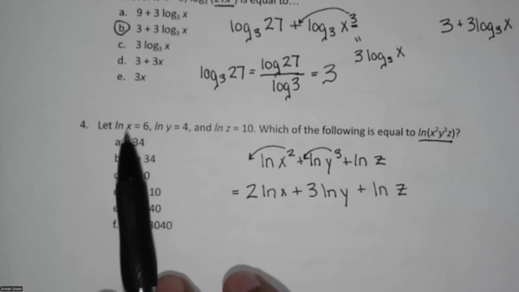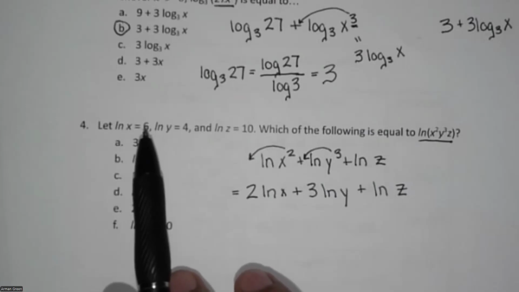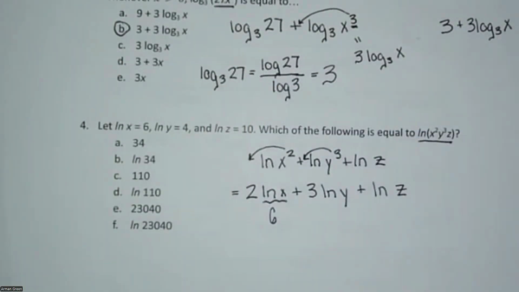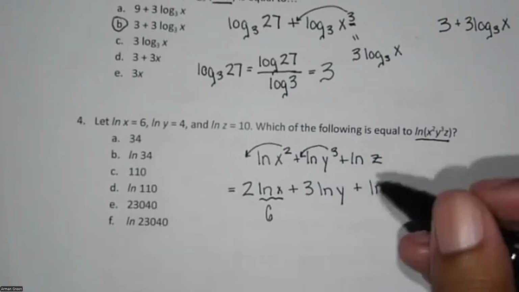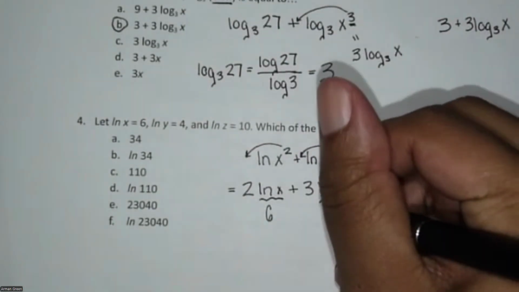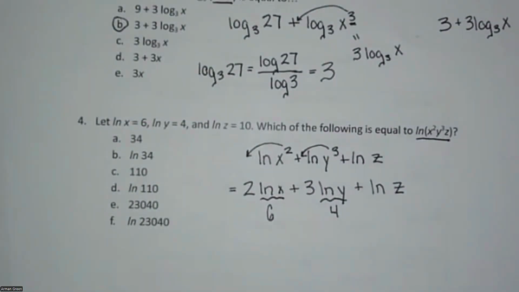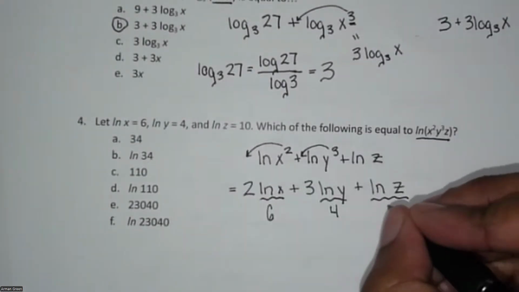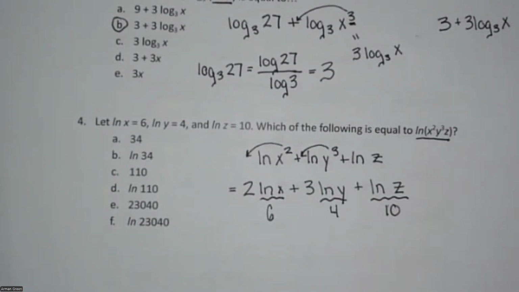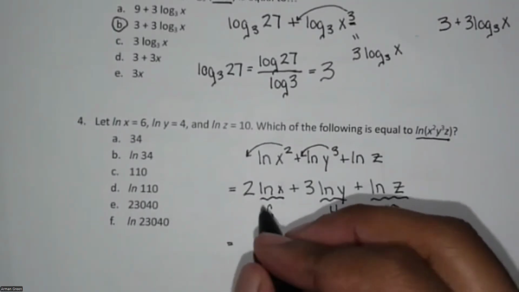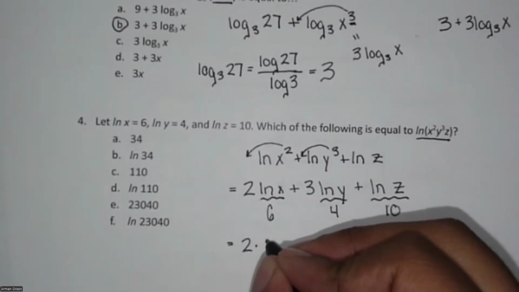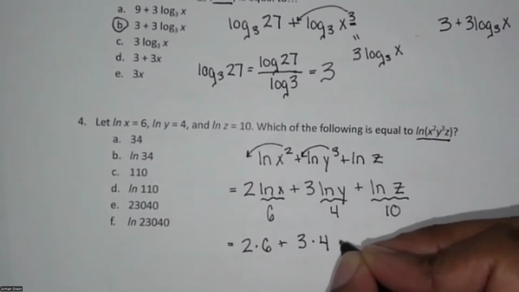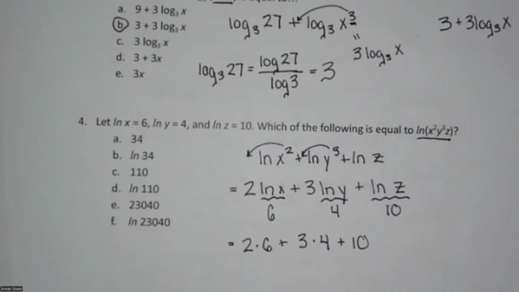The first part tells us that the natural log of x is equal to 6. So this part here is just the number 6. It tells us the natural log of y is equal to 4, so this part is equal to 4. And then the natural log of z, it tells us, is equal to 10. So what we really have is 2 times 6 plus 3 times 4 plus 10.